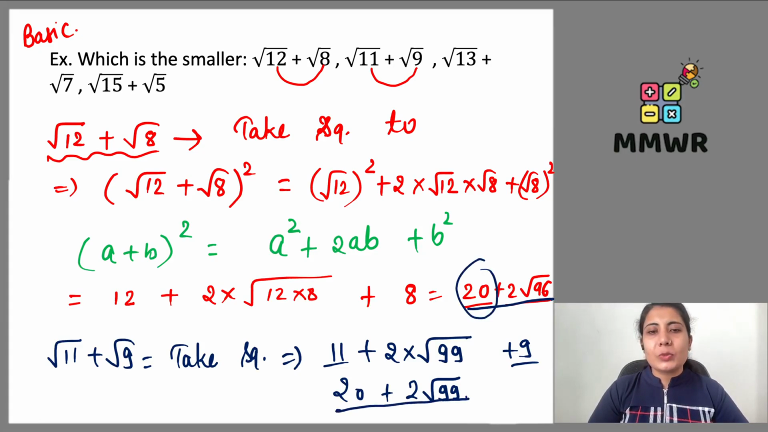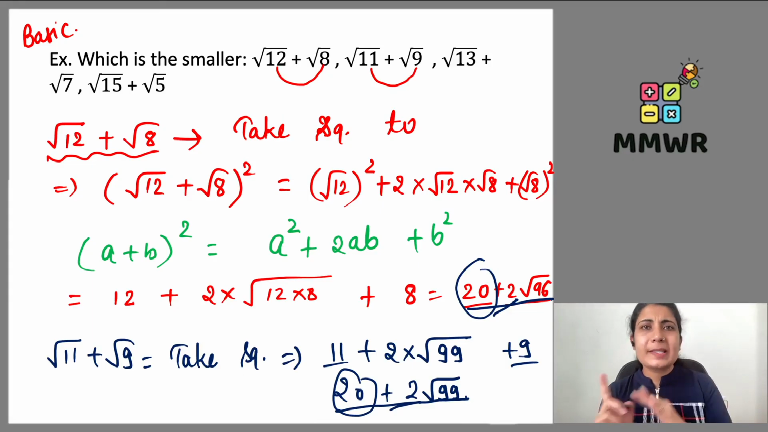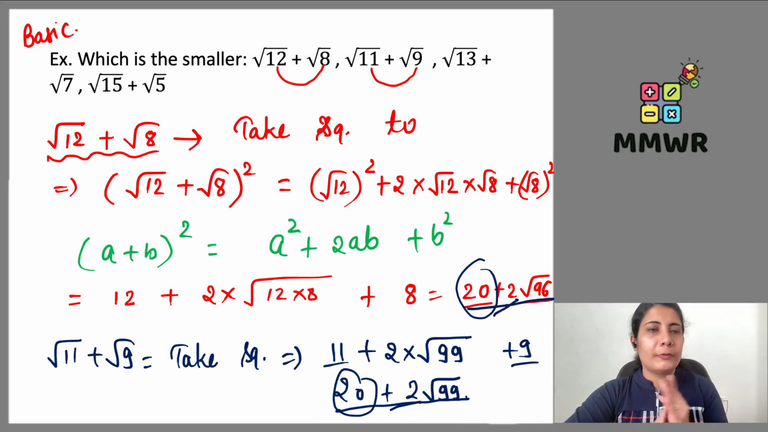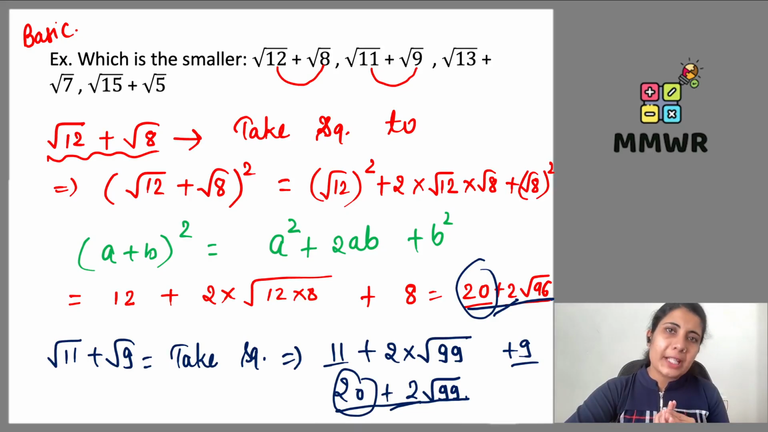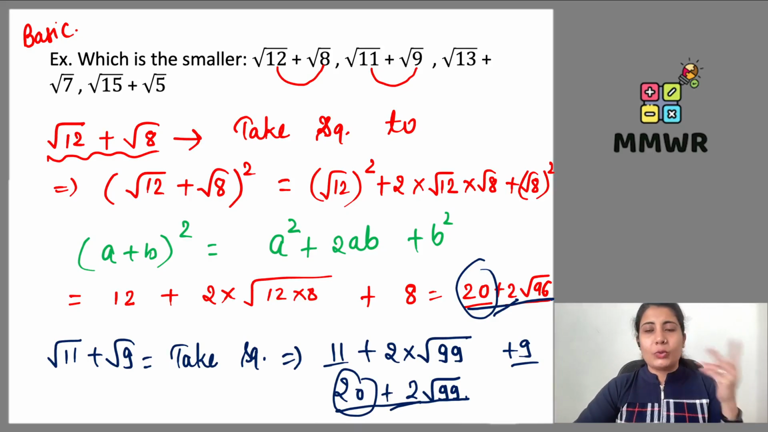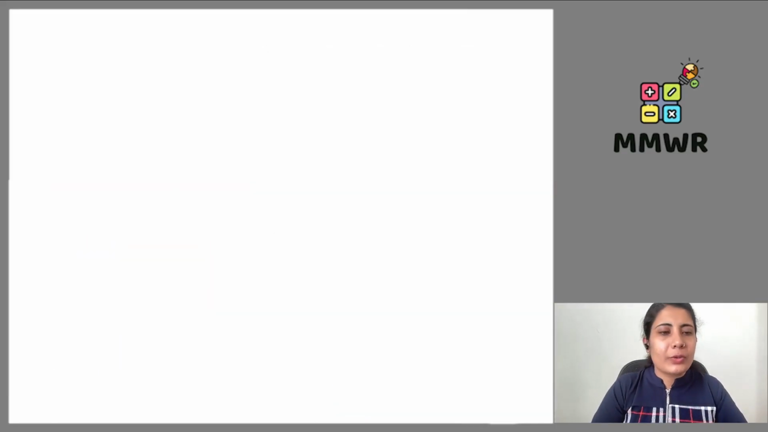So this 20 plus 2 is common in both. Only the extra part is different: here it is root 96, here it is root 99. Not matching. 20 plus 2 we are getting in both. Exactly the same thing we will be getting for the other numbers as well. For root 13 plus root 7 also we will be getting 20 plus something. So can anybody guess what we are going to get after simplifying root 13 plus root 7?